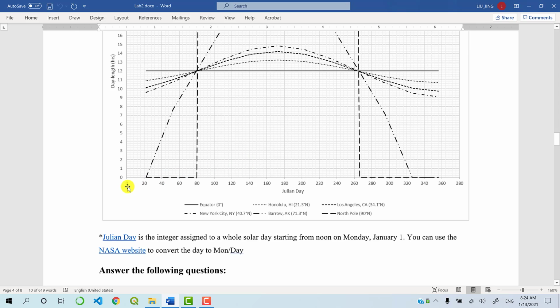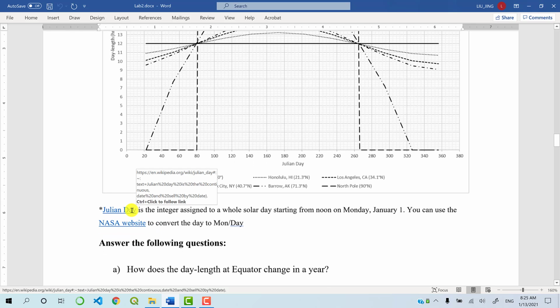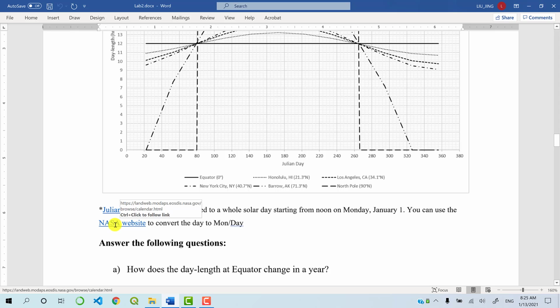Okay, so then what is Julian day? Julian day basically is you count the entire year. I should cut off my diagram here. In total you have 365 days, right? Okay, you count from very first day, January the 1st, that is the number 1 Julian day, and so on, right? And the last day will be 365 Julian day. Okay, you can look it up. You can click on this link that will lead you to the document, Wikipedia, to explain. Okay, and you can go to NASA to check what is Julian day today.